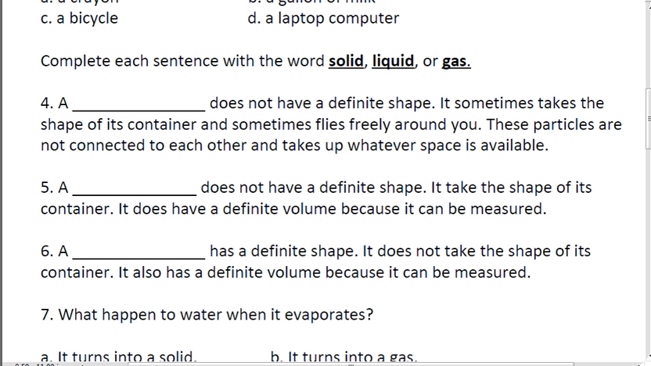For number 4, 5, and 6, it just says complete each sentence with the word solid, liquid, or gas. So a blank does not have a definite shape. It sometimes takes the shape of its container and sometimes flies freely around you. Yeah. Gas. Okay, 5, a blank does not have a definite shape. It takes the shape of its container. It does have a definite volume because it can be measured. Liquid. It's a liquid, yeah.